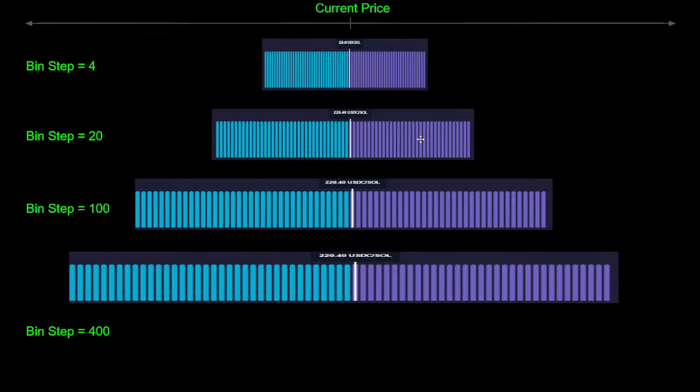So this is basically a visual representation of what the varying bin steps look like. As you increase your bin step, you're covering more range. But since you're covering more range with the same amount of capital, you will have less and less liquidity in each bin as you go higher, as you increase your bin step.